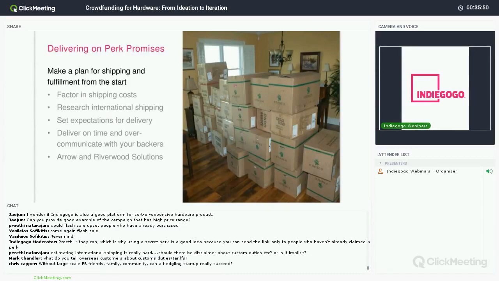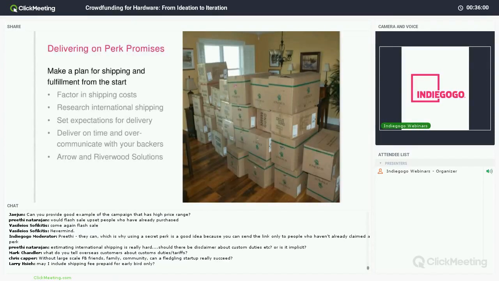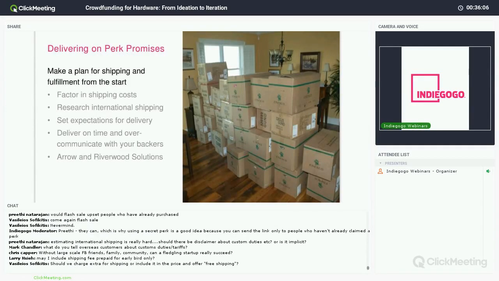But they are less likely to be understanding if 2 days before you promised them that they were going to get the perk, you then say, hey, sorry guys, we had a production delay 2 months ago, or we just now found out. That starts to seem like maybe you're hiding something, and you really want to get ahead of that while you can. So over communicate, we can't stress that enough.